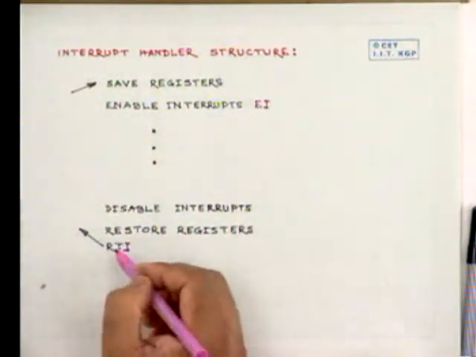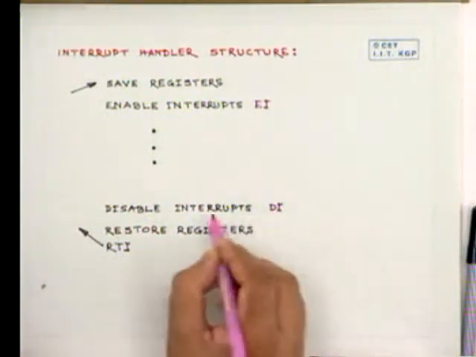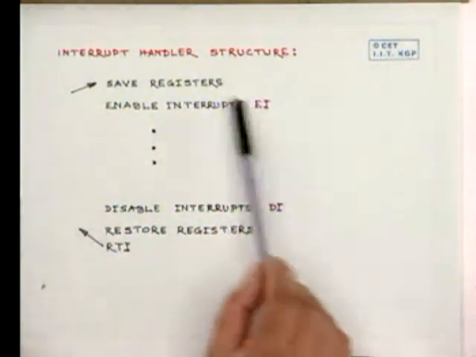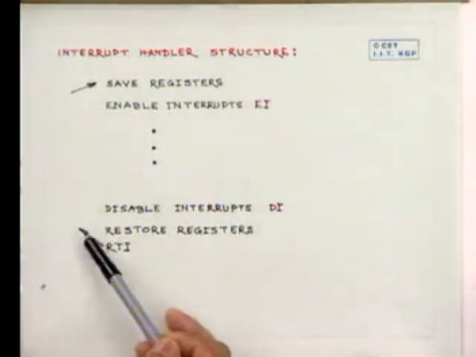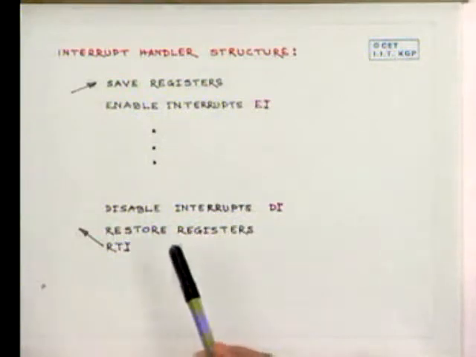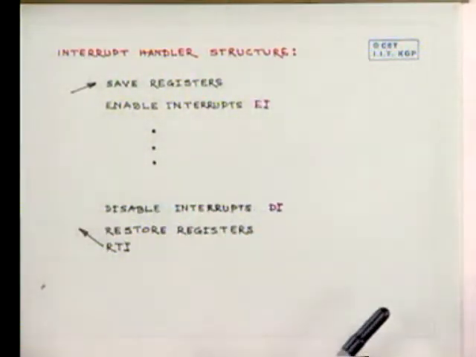Then once more you have to go back. Therefore, you disable interrupt here, restore all the registers that you had saved, and then make an RTI, return from interrupt, to where the control entered the interrupt handler. Therefore, this is more or less the structure of an interrupt handler in general.